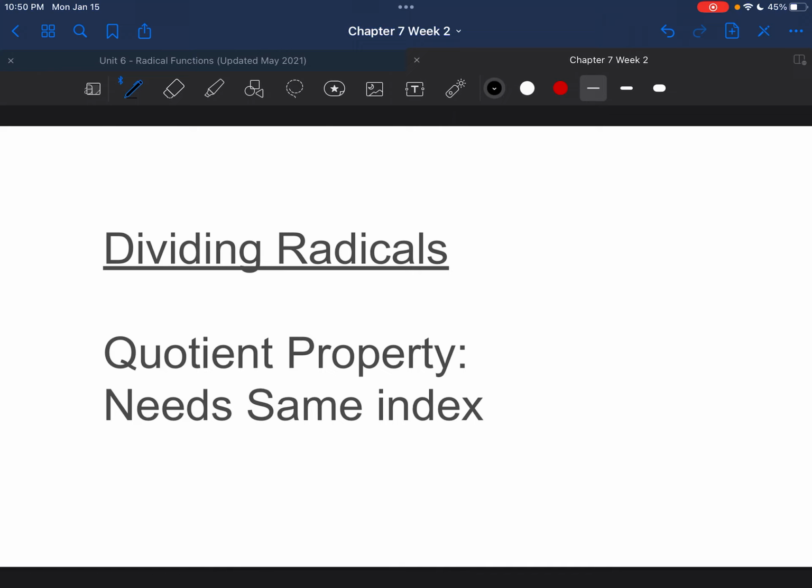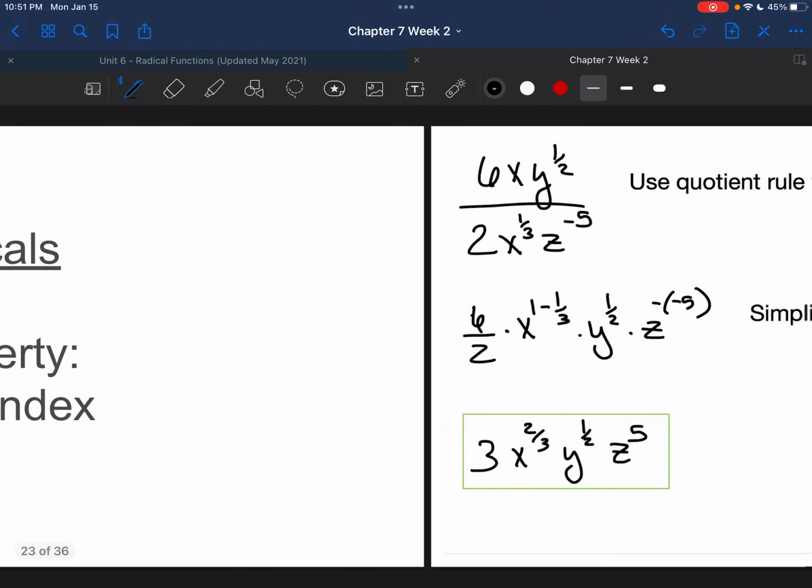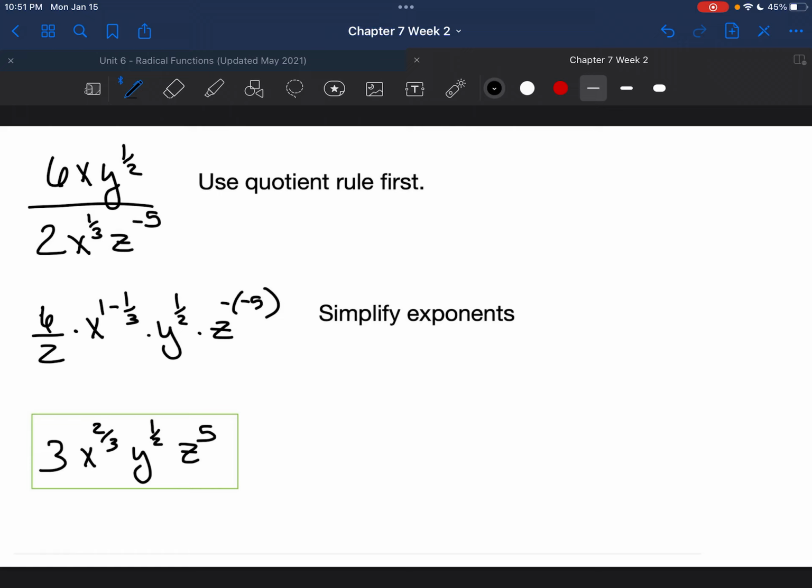It works exactly the same as the multiplication rule that we learned in the last one, which would make sense since division is just the pair of multiplication, so all the rules need to be the same. And so I like to look back at something that's very familiar to us, and then we can step into a little bit harder ones. So initially, if we had 6xy to the 1/2 divided by 2x to the 1/3 z to the -5th. Okay, so this looks super complicated.